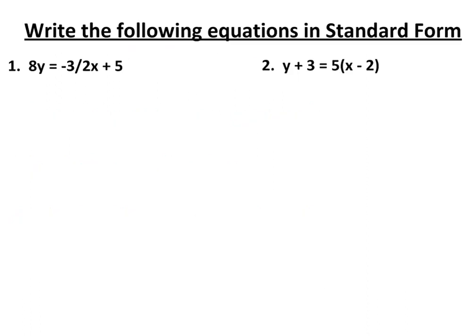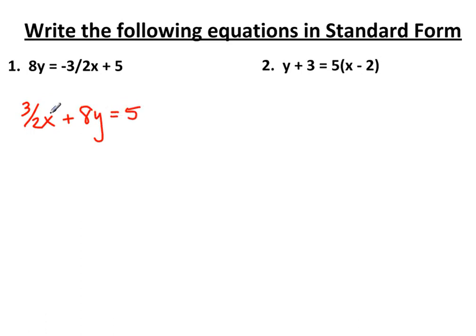First equations, our first couple problems ask us to change the following equations and put them into standard form. Standard form is our ax plus by equals c, and typically for most books they like a and b to be integer values. So we're going to try to get this as far as x's, y's, and then our constants on the right hand side. So the first thing we're going to do is add 3/2 x to both sides. And since we usually typically put the x first, I'm just going to write that first, plus 8y equals 5.